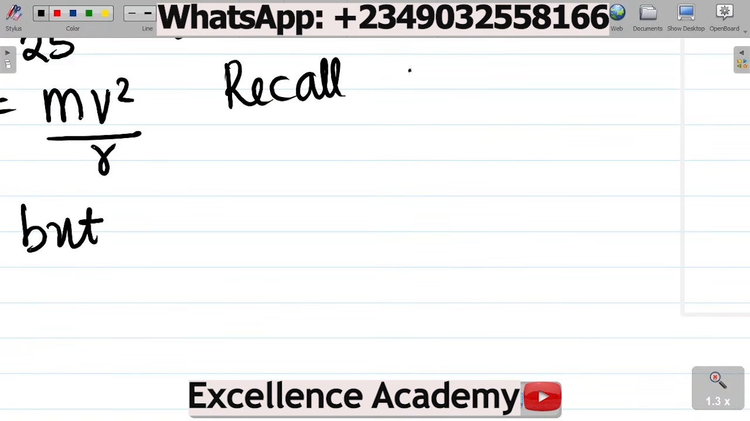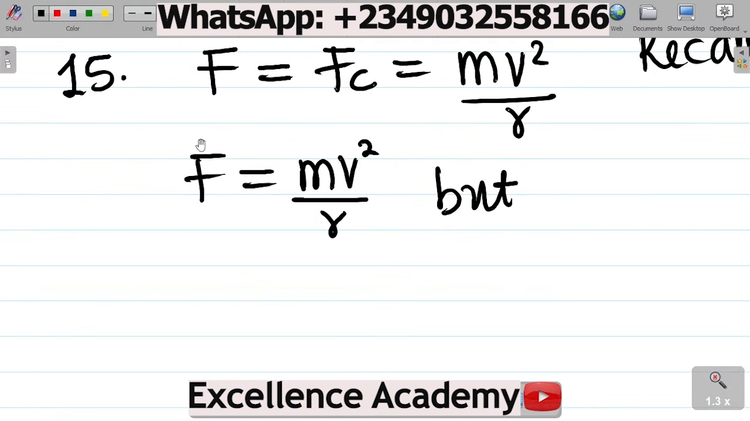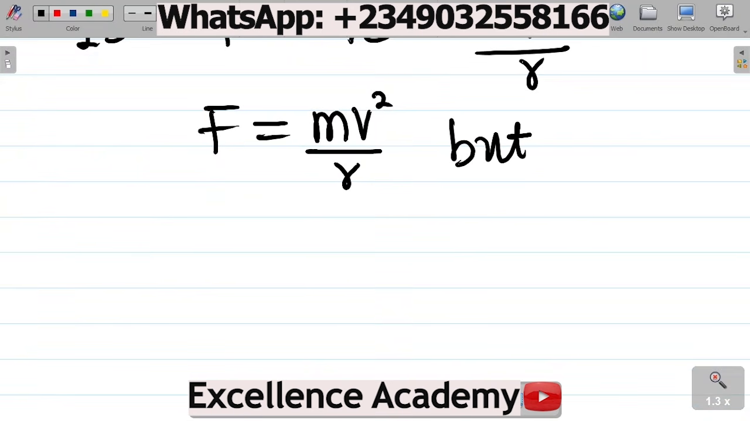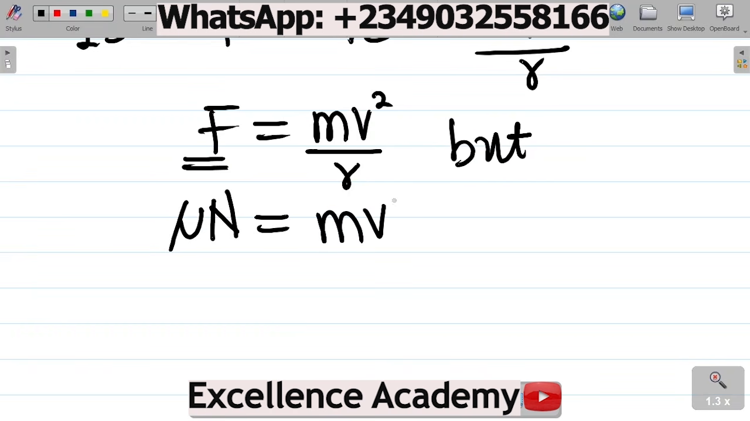Recall that force F is equal to mu times normal reaction. So you can use R or you can use N for your normal reaction. If this is true, we can replace the F here as mu times normal reaction. So this F becomes mu, the coefficient of friction, times normal reaction. We replace this force with mv squared all over r.